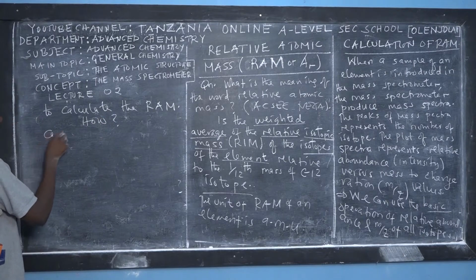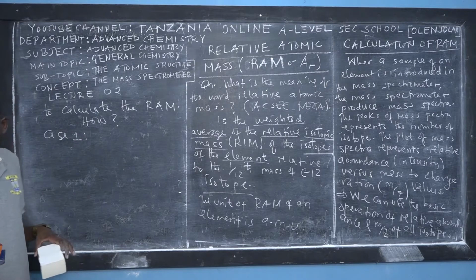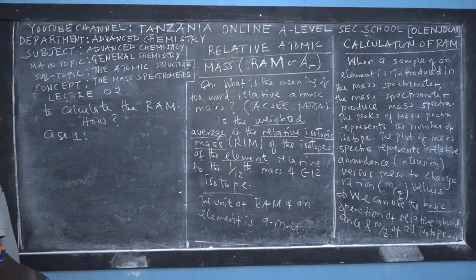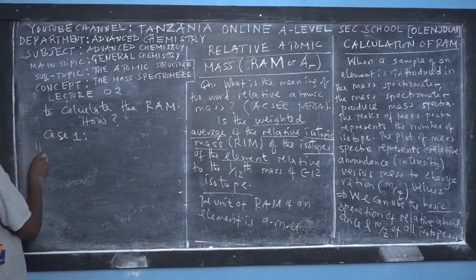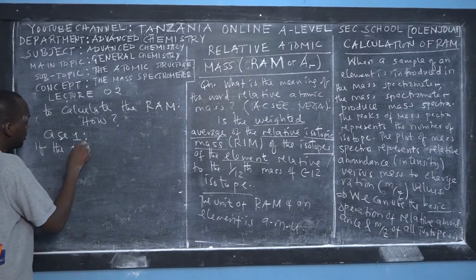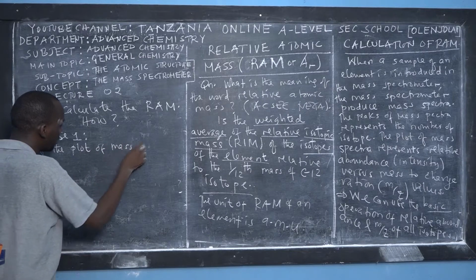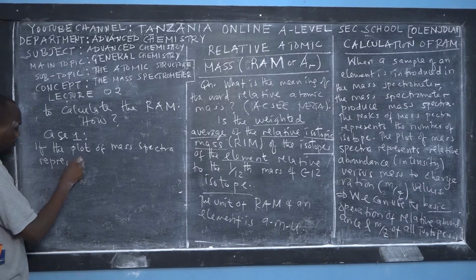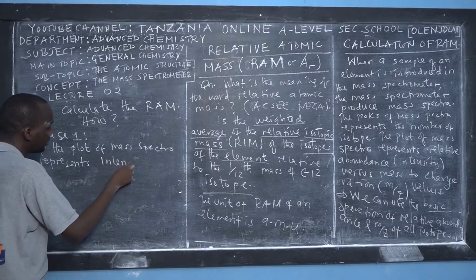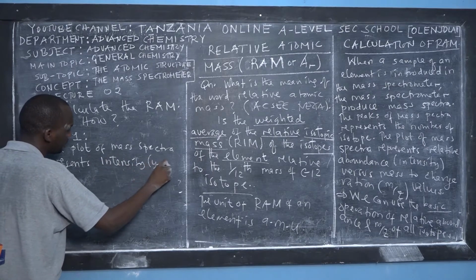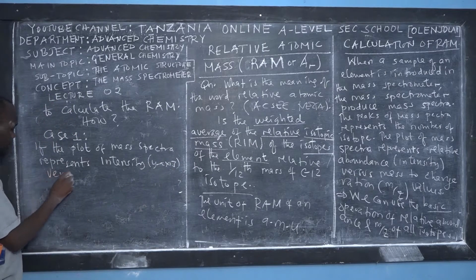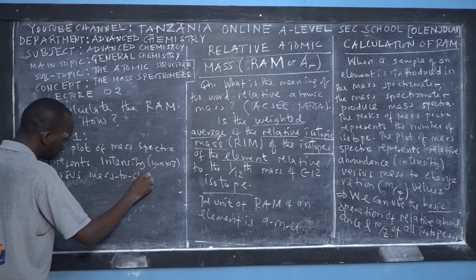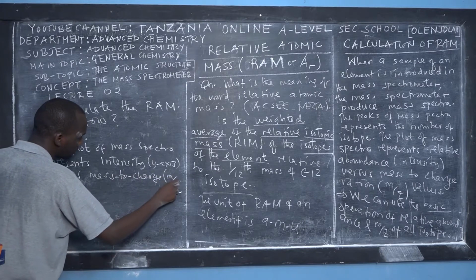So you have two cases. Case one, we say that if the plot or the mass spectrum represents intensities versus atomic masses, that is, if the plot of the mass spectrum represents intensity in the y-axis, let me just write it to help, versus mass to charge ratio, which is this one.